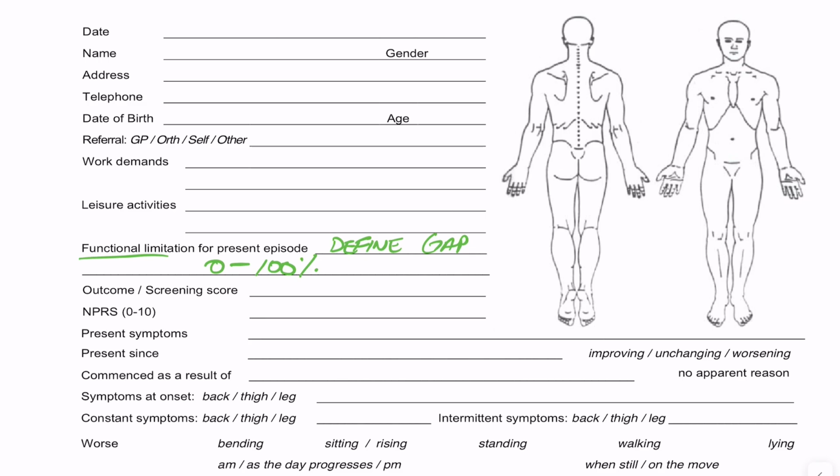It also obviously helps you set goals. It helps you understand the demands back to certain things that they point out in these functional limitations. It helps you to understand what you are trying to get them back to. Your outcome score, you could use several, but something like the Oswestry, some functional outcome measure.